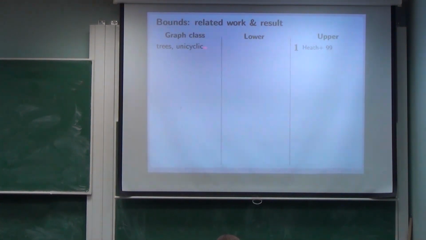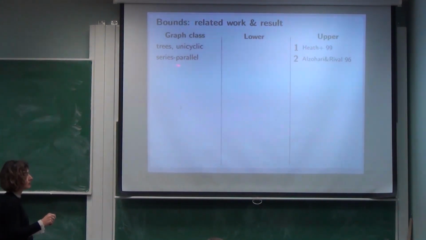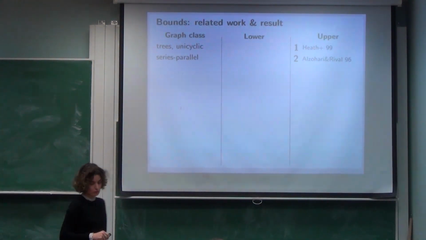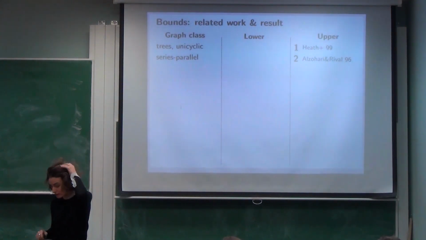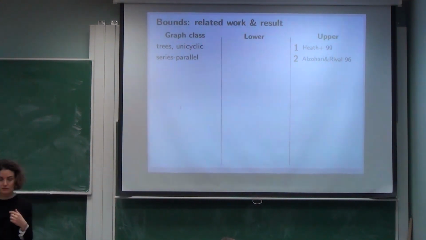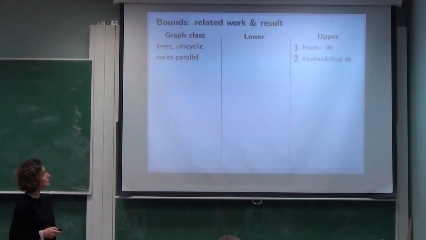So for directed trees and unicyclic graphs, the graphs with a single underlying undirected cycle, the page number is 1. For series parallel graphs, the page number is 2. If you haven't heard about series parallel graphs, these are graphs that we can recursively construct by series and parallel composition, starting just with a directed edge.